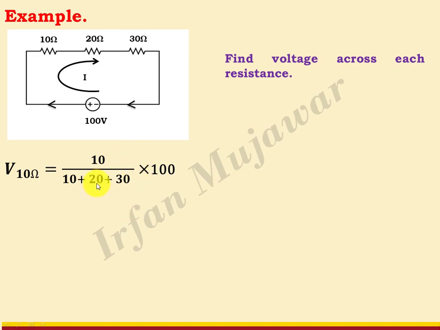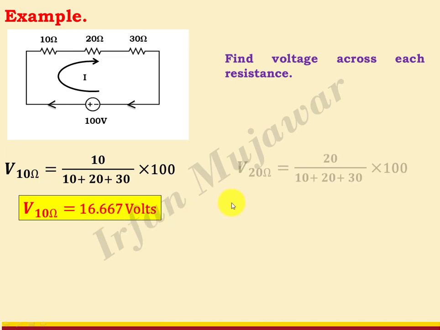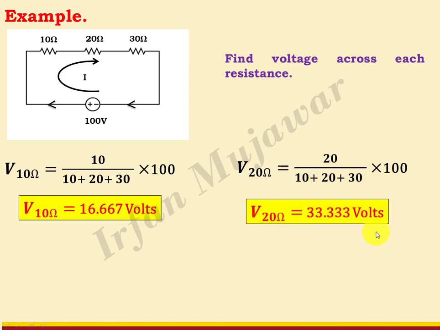Now if you solve this, voltage across 10 ohm will be 10 by 60 into 100. So that will be 100 upon 6, which is equal to 16.667 volts, rounding off to 3 digits. Similarly, voltage across 20 ohm will be same resistance 20 divided by sum of all resistance 10 plus 20 plus 30 into 100. So that will be 20 by 60 or 1 by 3 into 100. So it will be 33.333 volts.